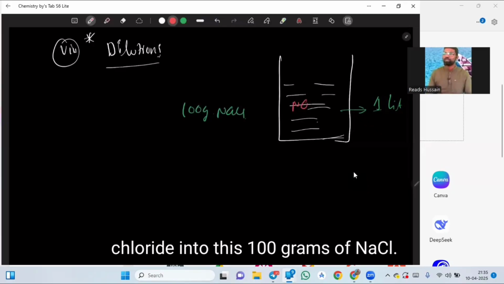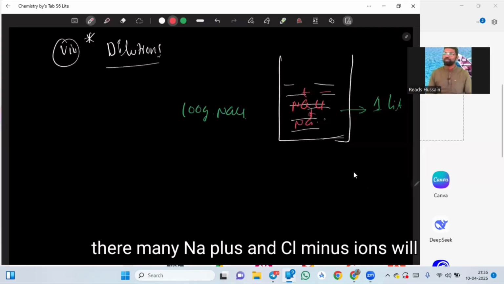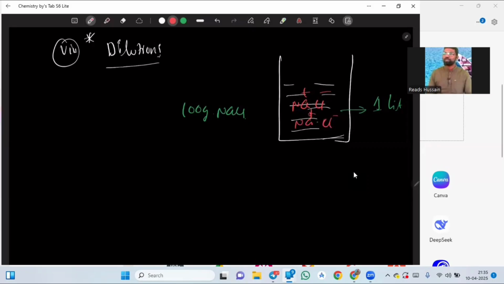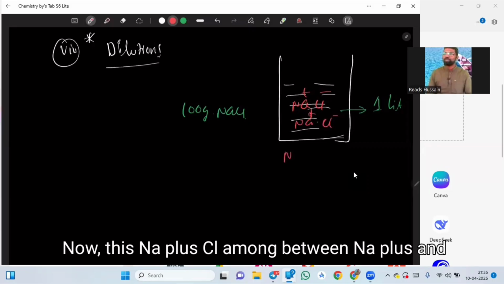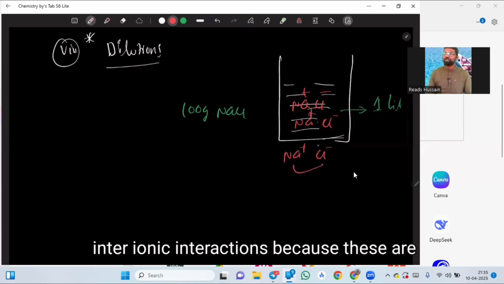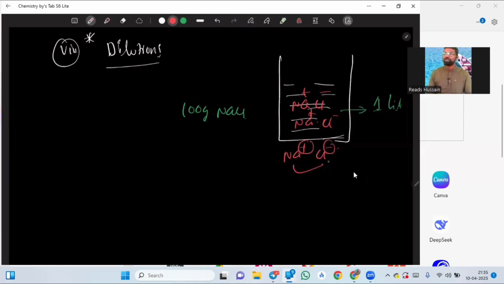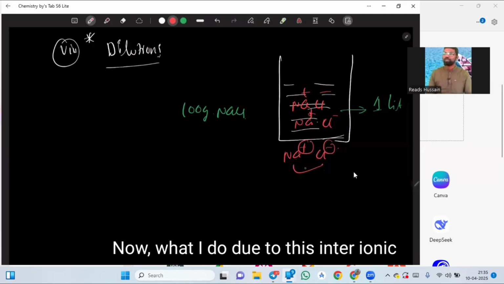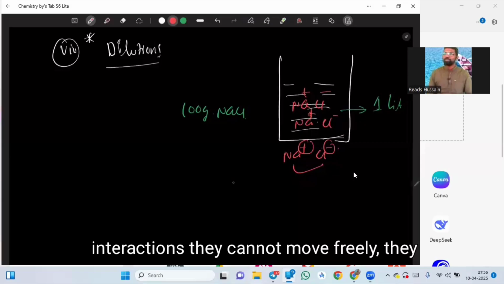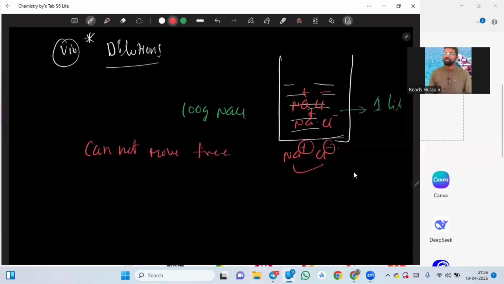100 grams of NaCl. When I take NaCl, Na plus and Cl minus ions will be there. Many Na plus and Cl minus ions will be there. Between Na plus and Cl minus, there will be interionic interactions because these are oppositely charged, positive and negative, isn't it? Due to these interionic interactions, they cannot move freely, isn't it?